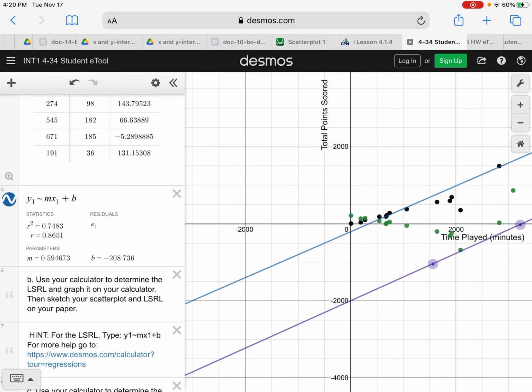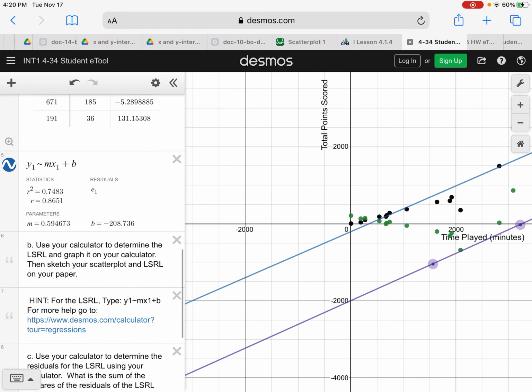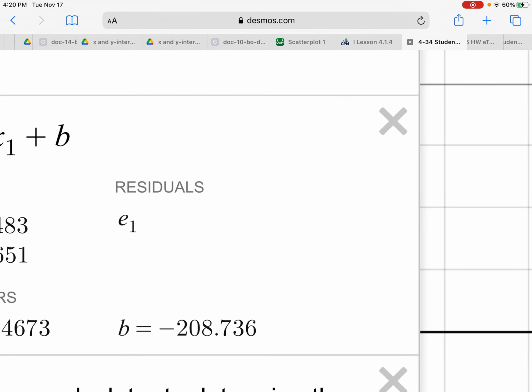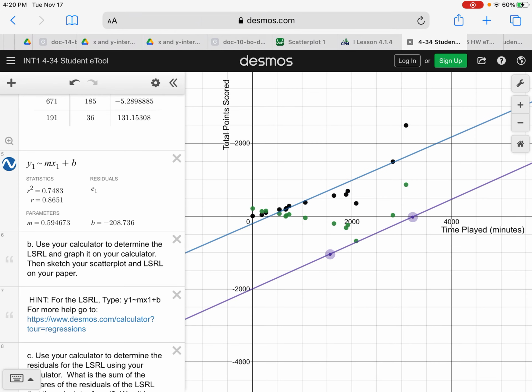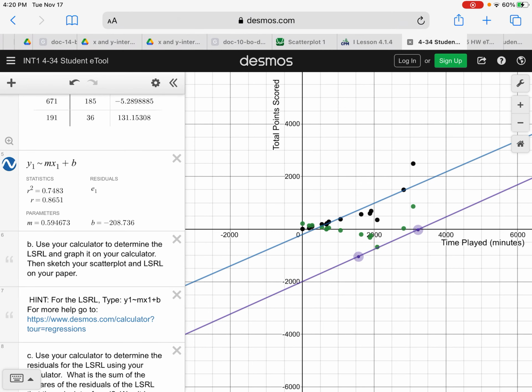So the green dots, those are the residuals. That's the residual plot. And I don't know what's going on here, but Desmos doesn't usually make that. You're supposed to be able to hit that plot button, turn it on, turn it off, so you can get rid of the green residual plots just to look and see it. But that's how you type in the LSRL. You can then use that as your line of best fit.